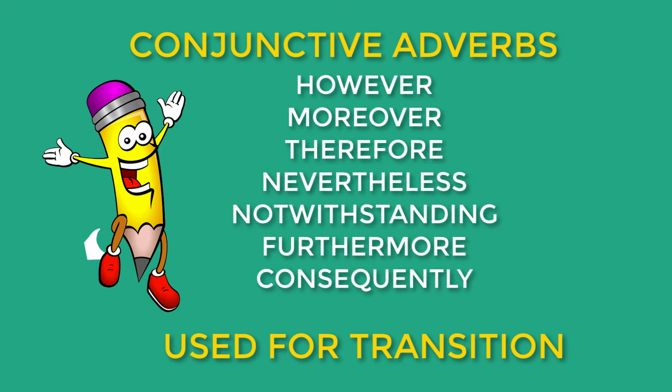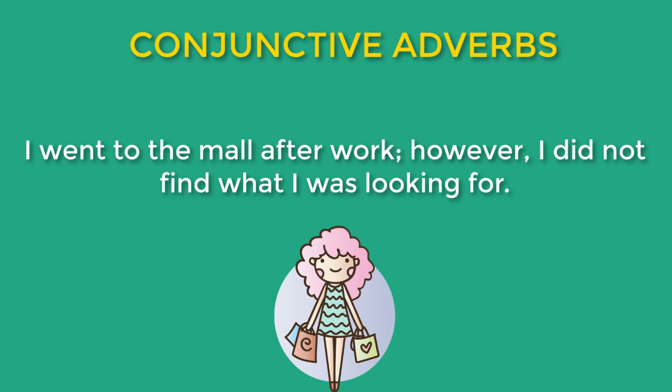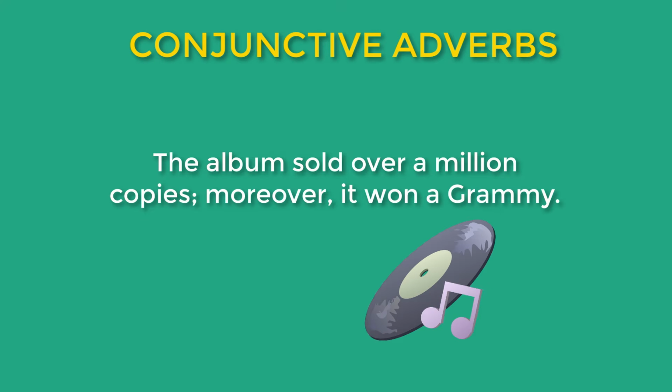Let's look at an example. I went to the mall after work. However, I did not find what I was looking for. In this example, the conjunctive adverb, however, is used as a transition to coordinate 2 independent clauses. I went to the mall after work. I did not find what I was looking for. Let's look at another example. The album sold over 1 million copies. Moreover, it won a Grammy.